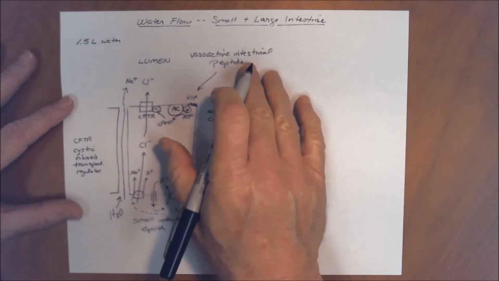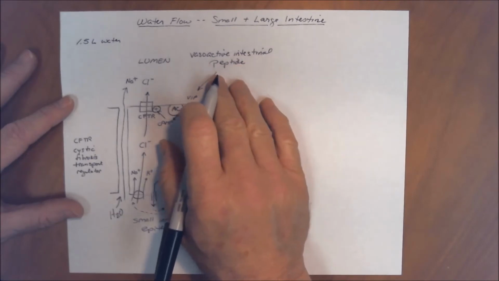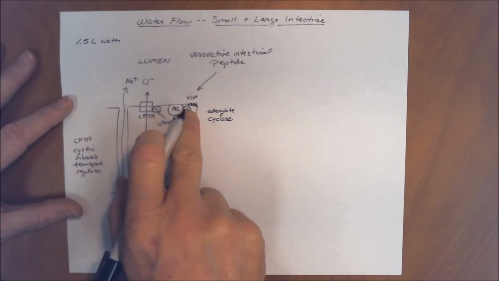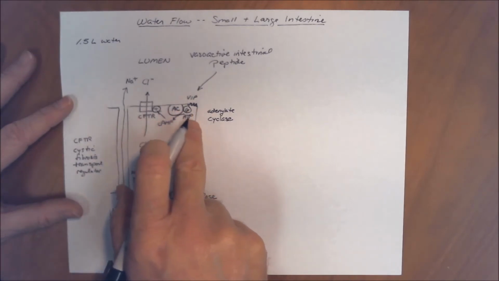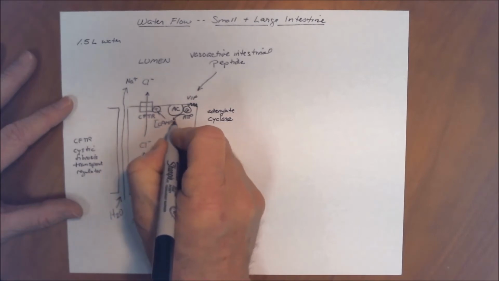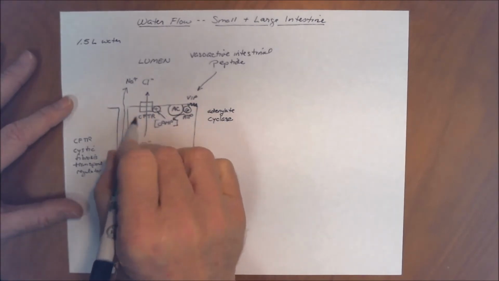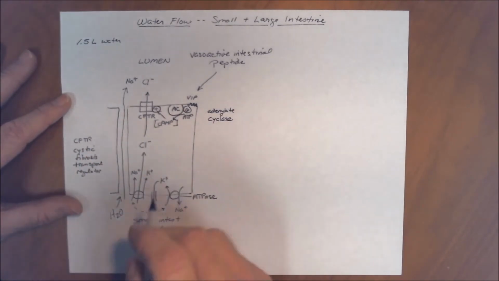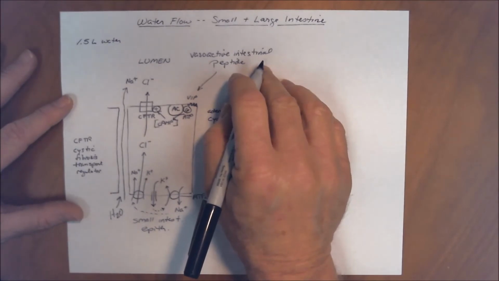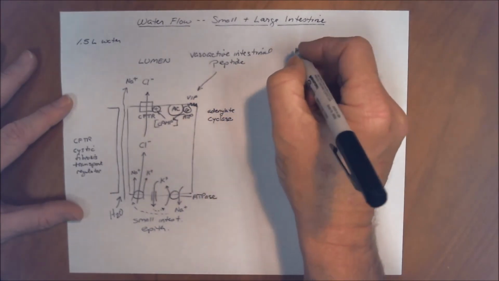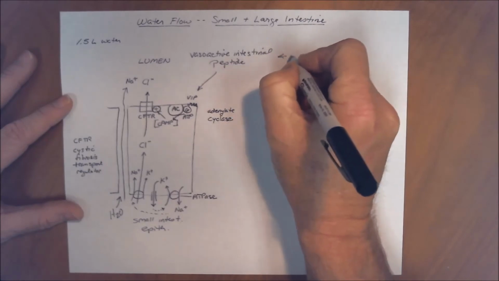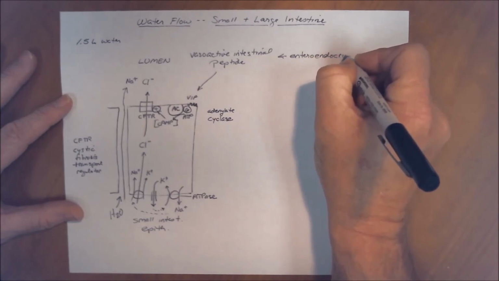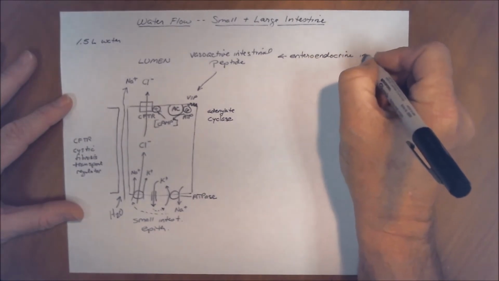Now, the vasoactive intestinal peptide is going to activate the heterotrimeric G protein, which in turn will activate adenylate cyclase, which in turn will increase the concentration of cytosolic cyclic AMP, thereby opening the chloride channel for this process to occur. Where does vasoactive intestinal peptide come from? Enteroendocrine cells in the small intestine.